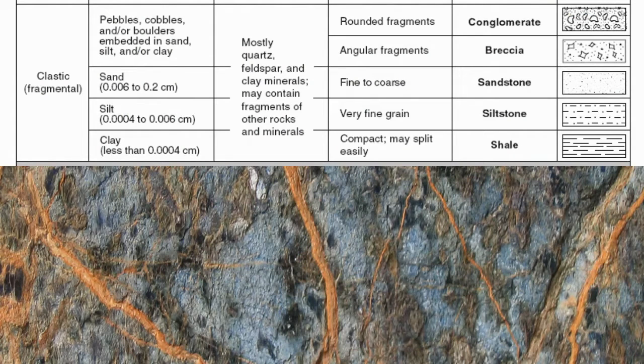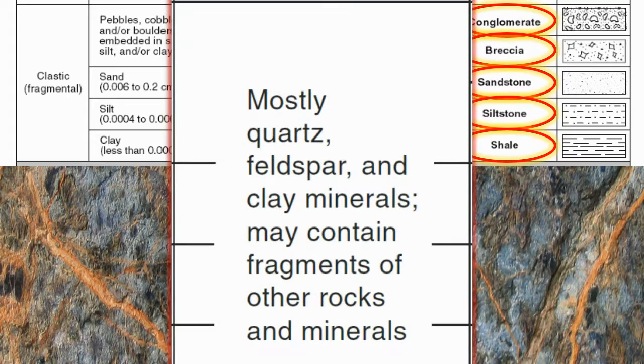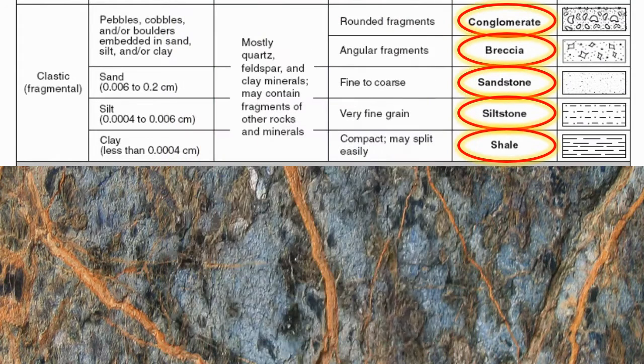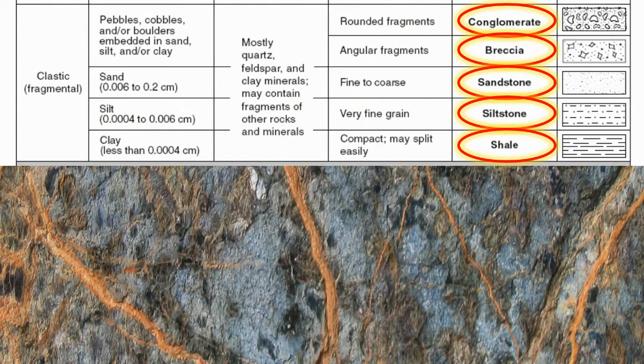So 5 clastic fragmental rocks, the conglomerate, breccia, sandstone, siltstone, and shale, those rock names are based on their grain size. The composition is not important. It could be made out of quartz, feldspar, any mineral. What is important is the grain size. Also over to the right, you'll notice the map symbol of the rocks as well.